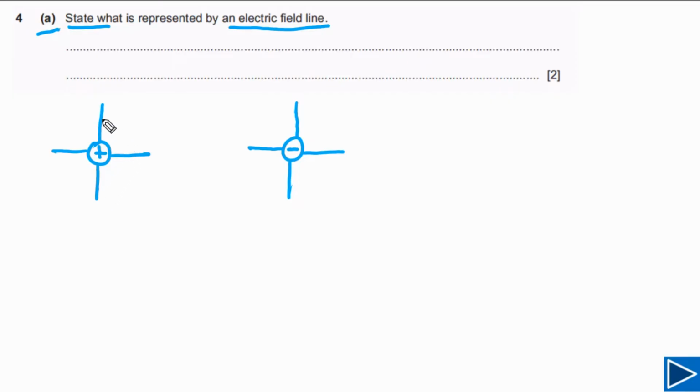Now, for the direction of electric field lines, for positive charges we draw arrows pointing away from the positive charge. But for a negative charge we draw arrows pointing towards the negative charge. This is what the question is asking: why we draw these arrows like this. For a positive charge we need to understand why we draw them away. We follow one convention: if we place a positive charge nearby any charge, these lines tell us the direction of force on that positive charge.